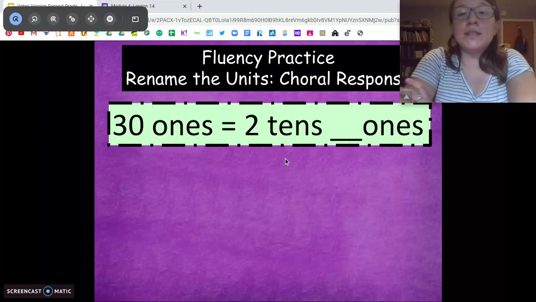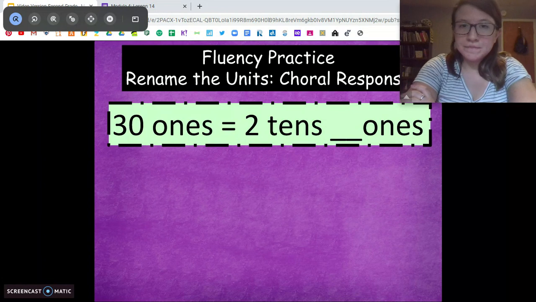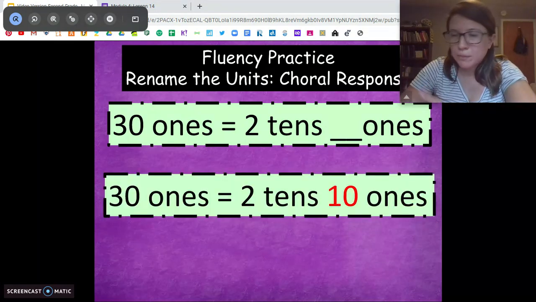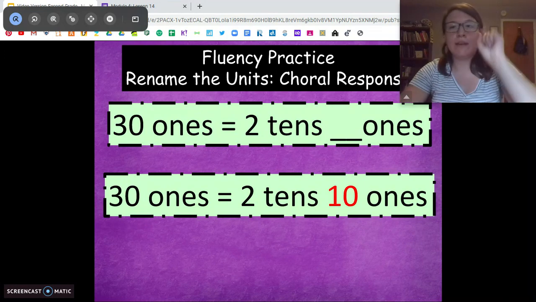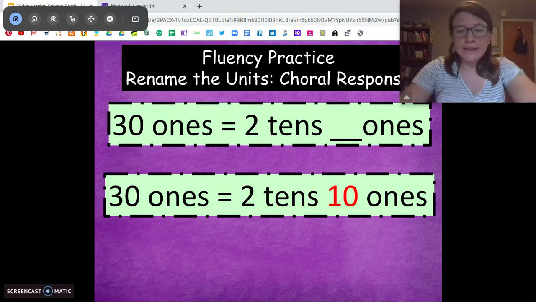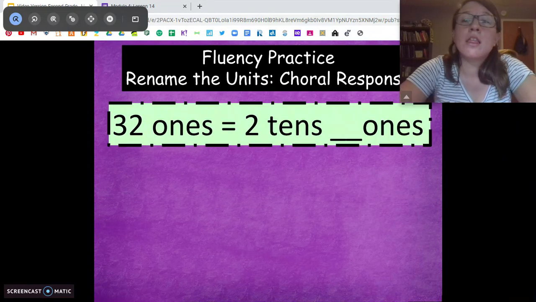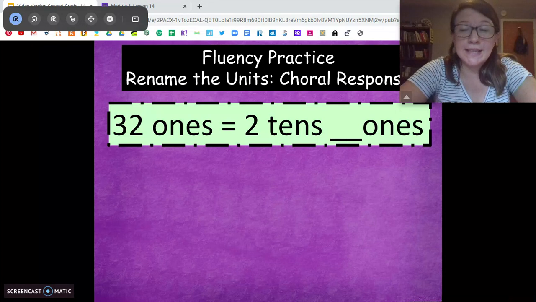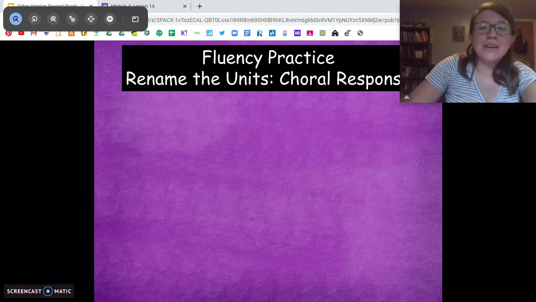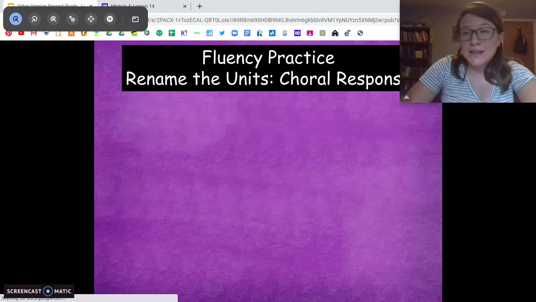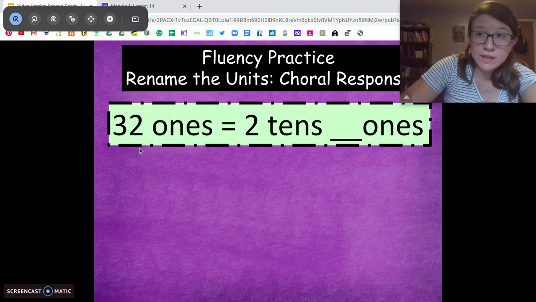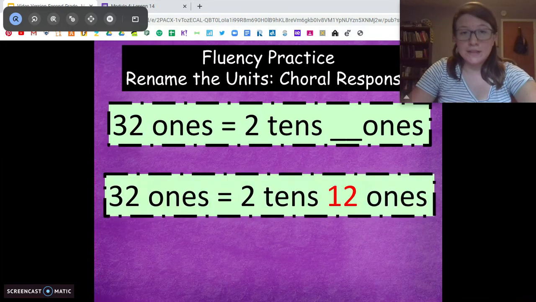All right. 30 ones is 2 tens and how many ones? Good. Same thing as what we just did, 2 tens, 10 ones. So we have 10, 20, and then another 10, 30. So use this one to help you with this one. 32 ones is 2 tens and 12 ones. Good. 30 ones is 2 tens and 10 ones. We have to add those 2 extra ones in there. So we're going to get 2 tens and 12 ones.